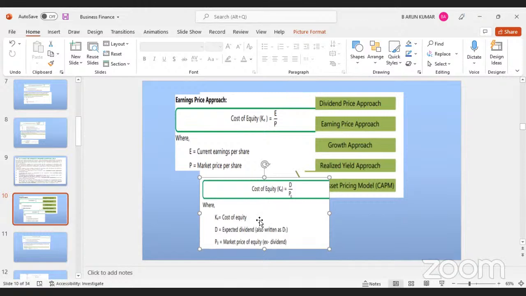In the business financial book, if we are asked any problem regarding what we discussed in the previous classes, they simply give the information related to the particular formula. Then we find which formula is to be used, and then we find the answer. These are the two: one is the dividend price approach, the second is the earning price approach.